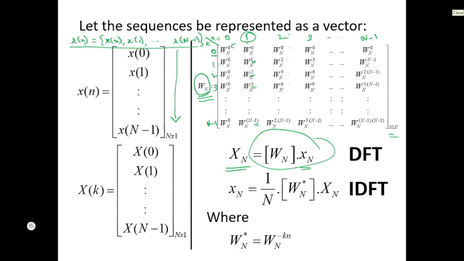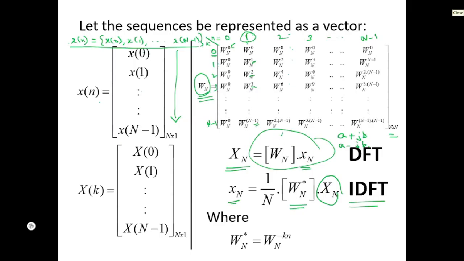On the other hand, while calculating x of n, we have 1 by capital N multiplied by the conjugate of the twiddle factor matrix. So once you get the twiddle factor matrix, you can get the conjugate. What is conjugate? I hope everyone knows. If you are having A plus jB, its conjugate would be A minus jB, and vice versa. So you have to calculate the conjugate of the twiddle factor matrix, multiply with X of k, the frequency domain signal component, and you will be getting the IDFT. So it's pretty easy.